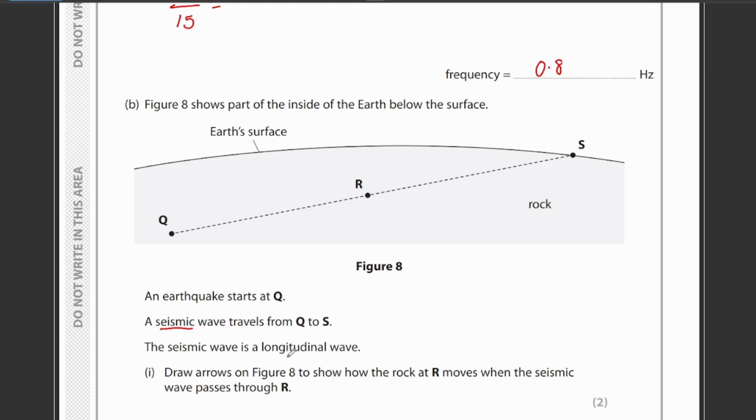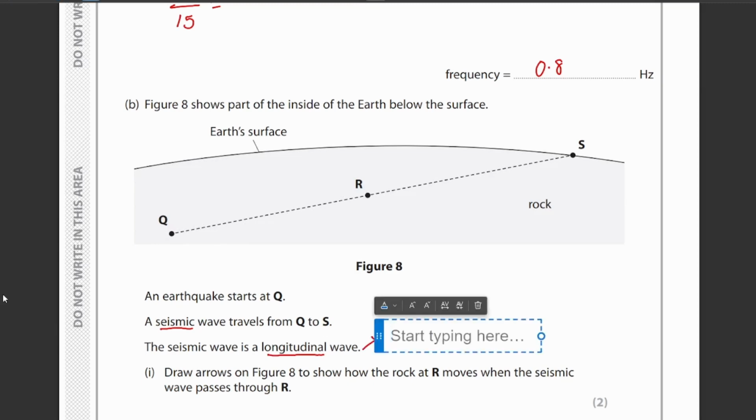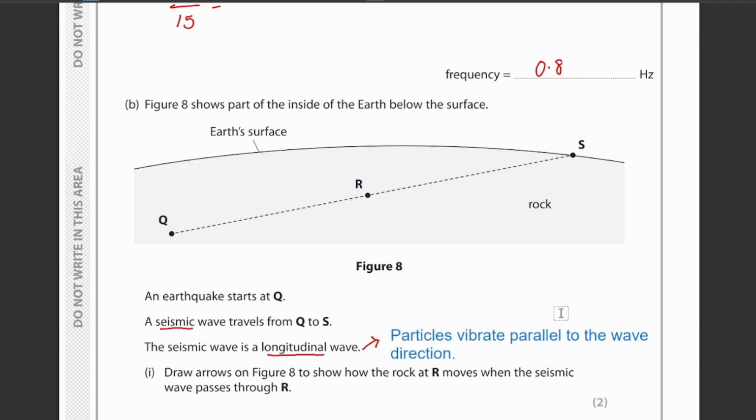A seismic wave is a longitudinal wave. Draw arrows on figure 8 to show how the rock at R moves when a seismic wave passes through R. You need to know how the particles move in a longitudinal wave. Particles vibrate parallel to the wave direction. So if the wave is moving from Q to S, draw arrows to show how the rock moves when the wave passes through R.